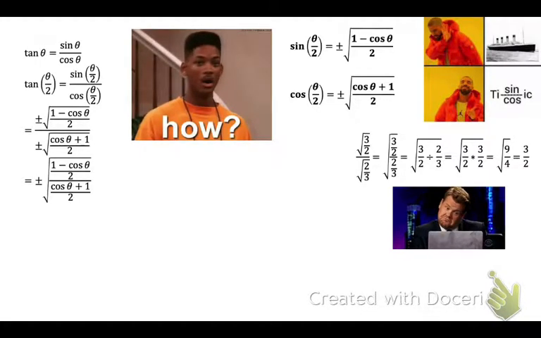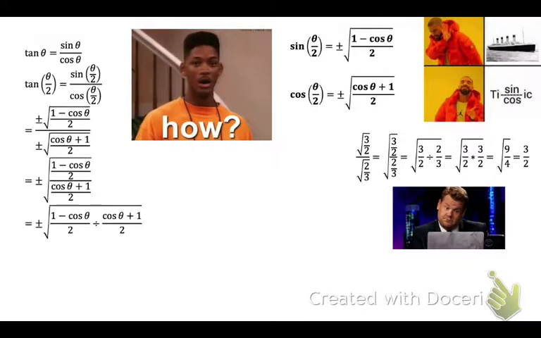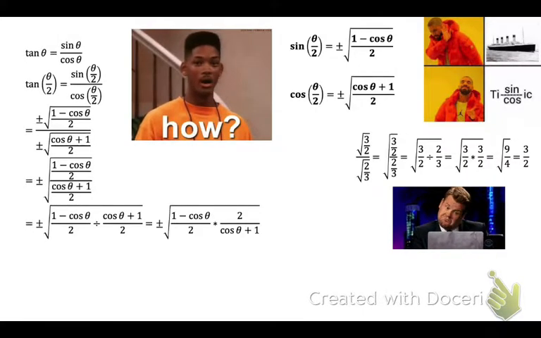Okay, so I can put these under the square root, and I can flip and multiply, and those 2's cancel, so I'm left with 1 minus cosine of theta over cosine of theta plus 1. And I'm just going to rewrite that as 1 plus cosine of theta. Okay? And that is what tangent of theta over 2 equals.